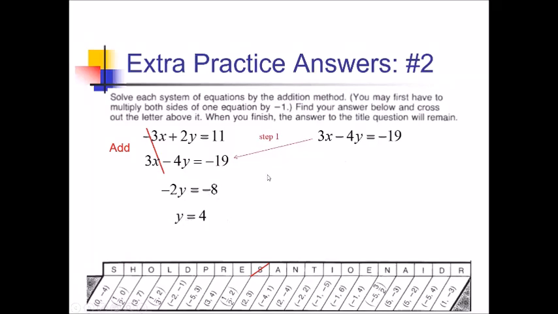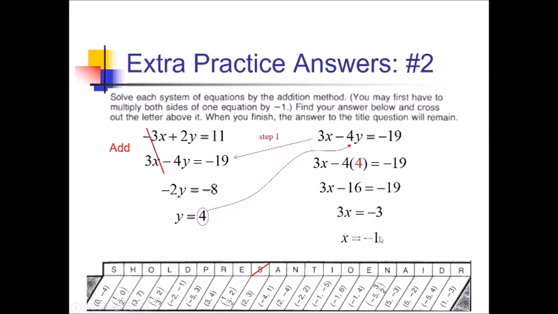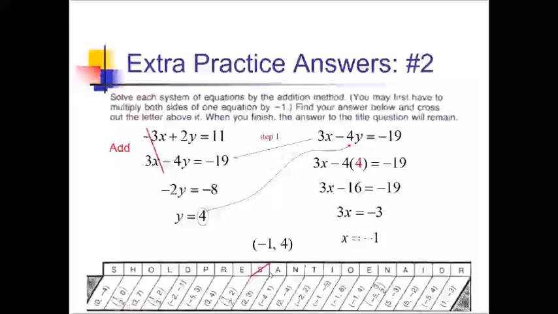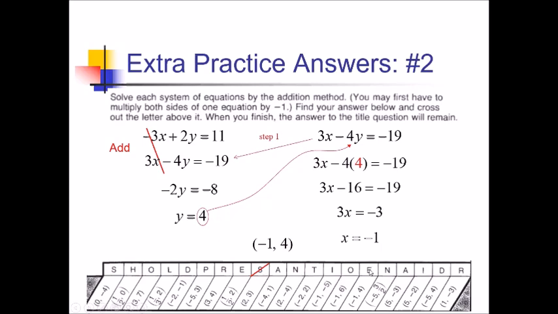And now if I plug that back in over here, let me figure out the value of x. So I have 3x minus 4 times 4 equals -19. So 3x minus 16 then. Adding 16 to both sides, -19 plus 16 is -3. And then I have 3x equals -3, so dividing by 3 gives me x equals -1. That means -1, 4 is the answer to this one. And if I look down below, let's see here, -1, 4, where is that? That's right here, right below the e, so we cross off the e.